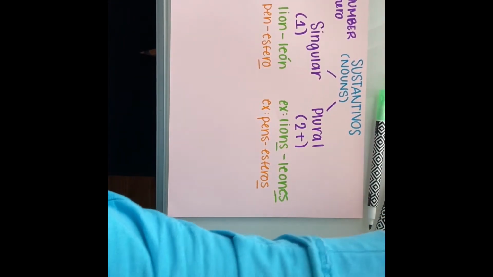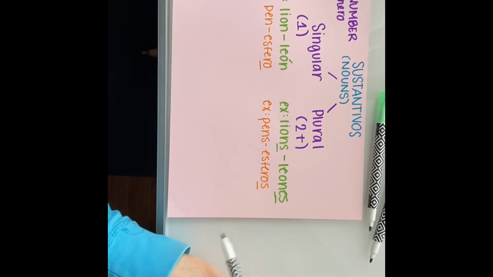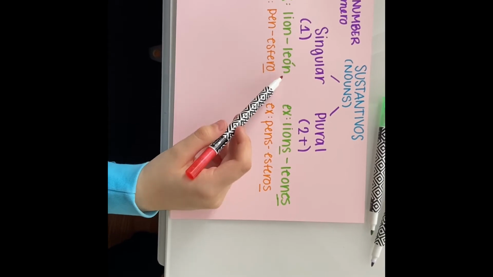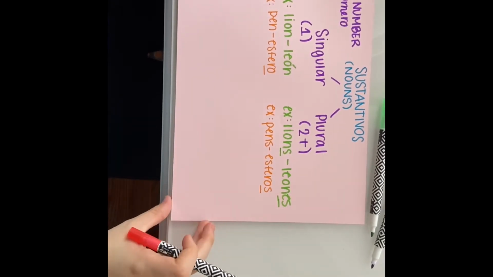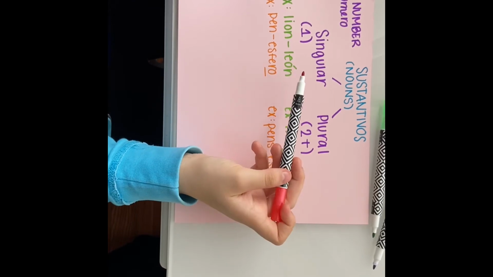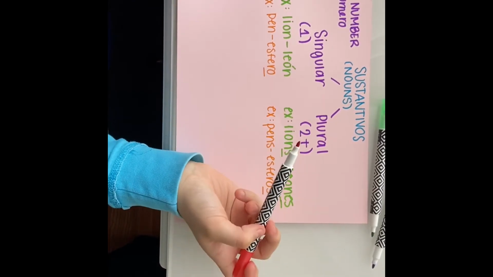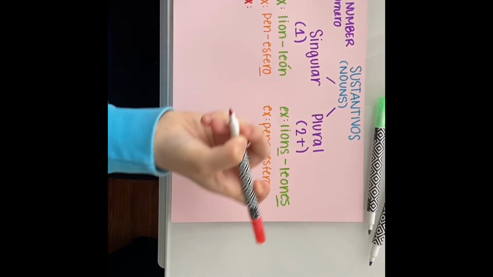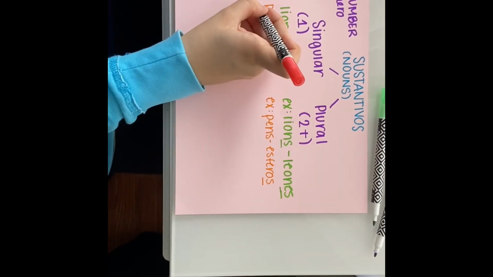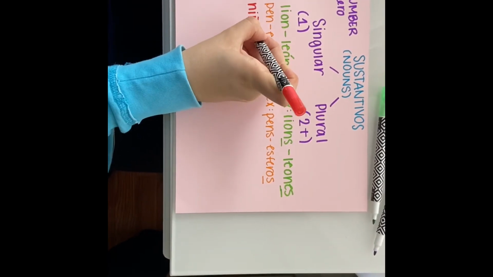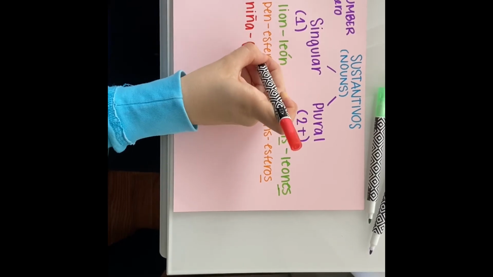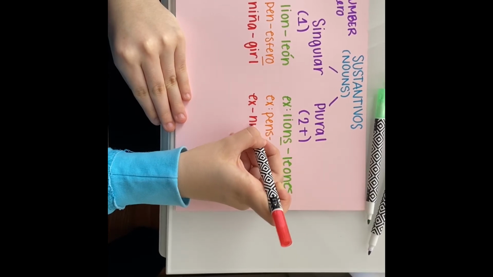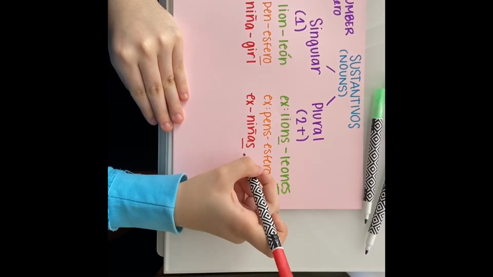So when you see an S or an ES, it means it's plural. It's two or more. When you don't see it, when it ends in another vowel or another consonant, una vocal o consonante, that it doesn't have an S or ES, it means it's singular, un sustantivo singular. Another example, it would be niña, which is girl. In plural, it would be niñas. That would be girls.